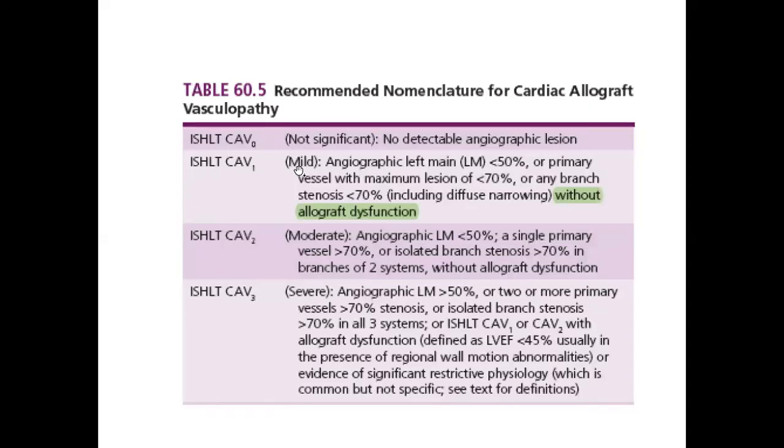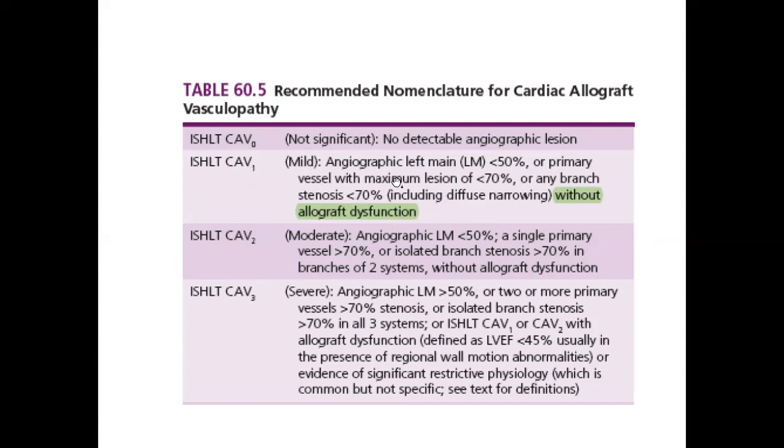By grading, it is by the International Society of Heart and Lung Transplantation. It is divided into four classifications: CAV 0, 1, 2, and 3. CAV 0 means that there is no detectable angiographic lesion, that is normal. CAV 1 is mild, which is defined as left main disease less than 50%, or primary vessel with maximal lesion of less than 70%, or any branch stenosis less than 70%, without allograft dysfunction, graded as CAV1 type.